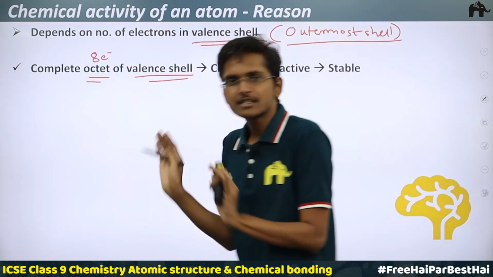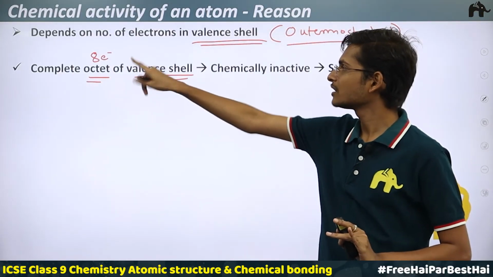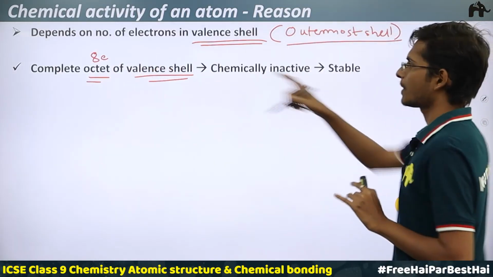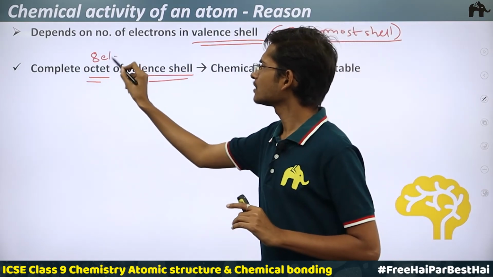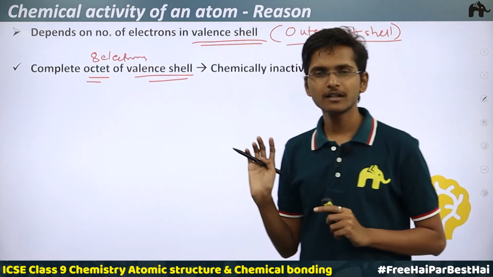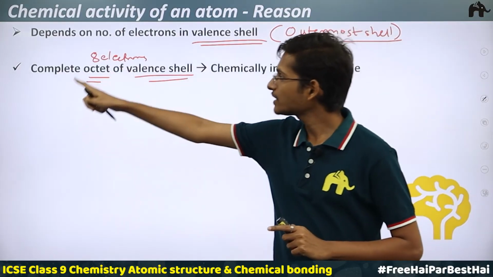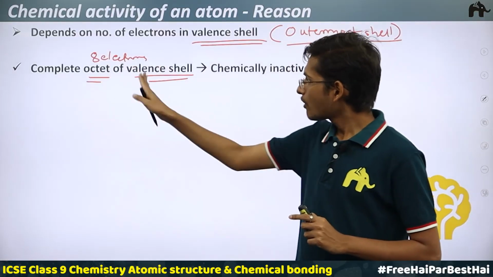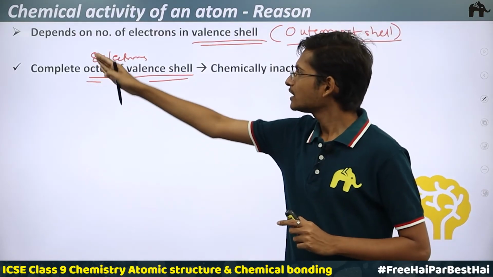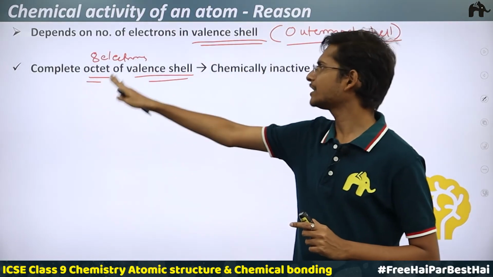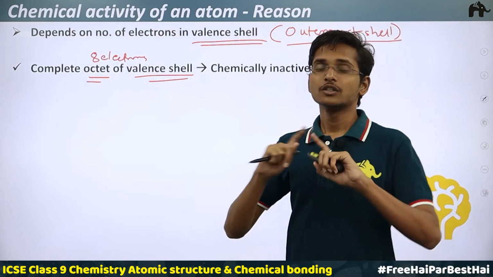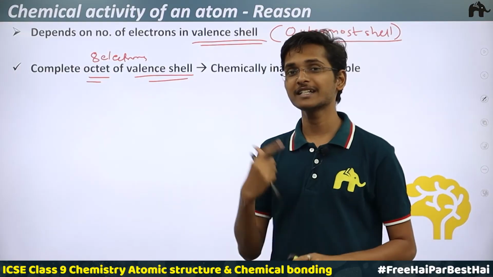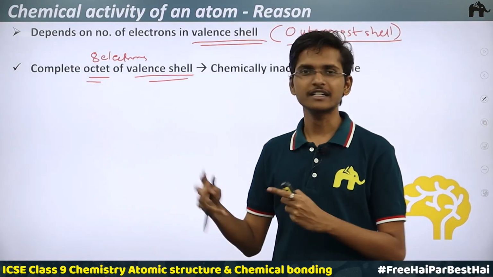So in simple words, if our atom is having 8 electrons in the outermost shell, we say that our atom has a complete octet of its valence shell. Octet, 8 electrons of the valence shell, outermost shell. So 8 electrons in the outermost shell or a complete octet of the valence shell, then our atom behaves like the saints. It starts to meditate, which means that it is chemically inactive. It doesn't interact with other atoms.